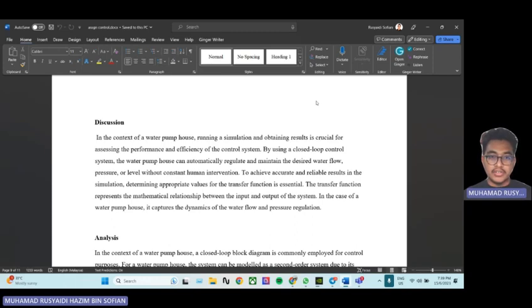In the context of the water pump house, running a simulation and obtaining results is crucial for assessing the performance and efficiency of the control system. By using a closed-loop control system, the water pump house can automatically regulate and maintain the desired water flow, pressure, or level without constant human intervention.